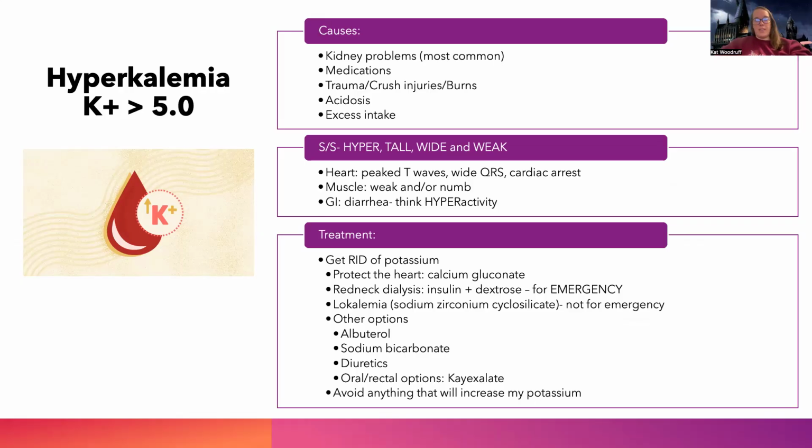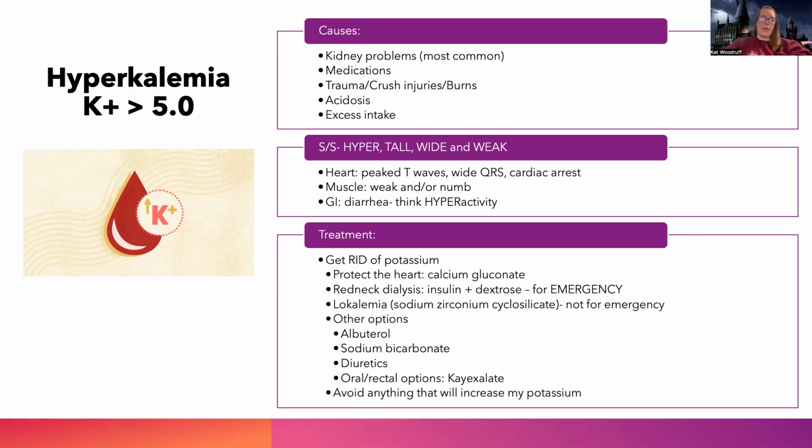So there's these really high T waves and wide QRS. The muscles themselves can be weak or numb. And then for the GI system, it's hyperactivity or diarrhea is what you're going to see. So hopefully that hyper, tall, wide, and weak will help you remember the hyperactivity in the bowel, the tall T waves, wide QRS, and weak muscles.